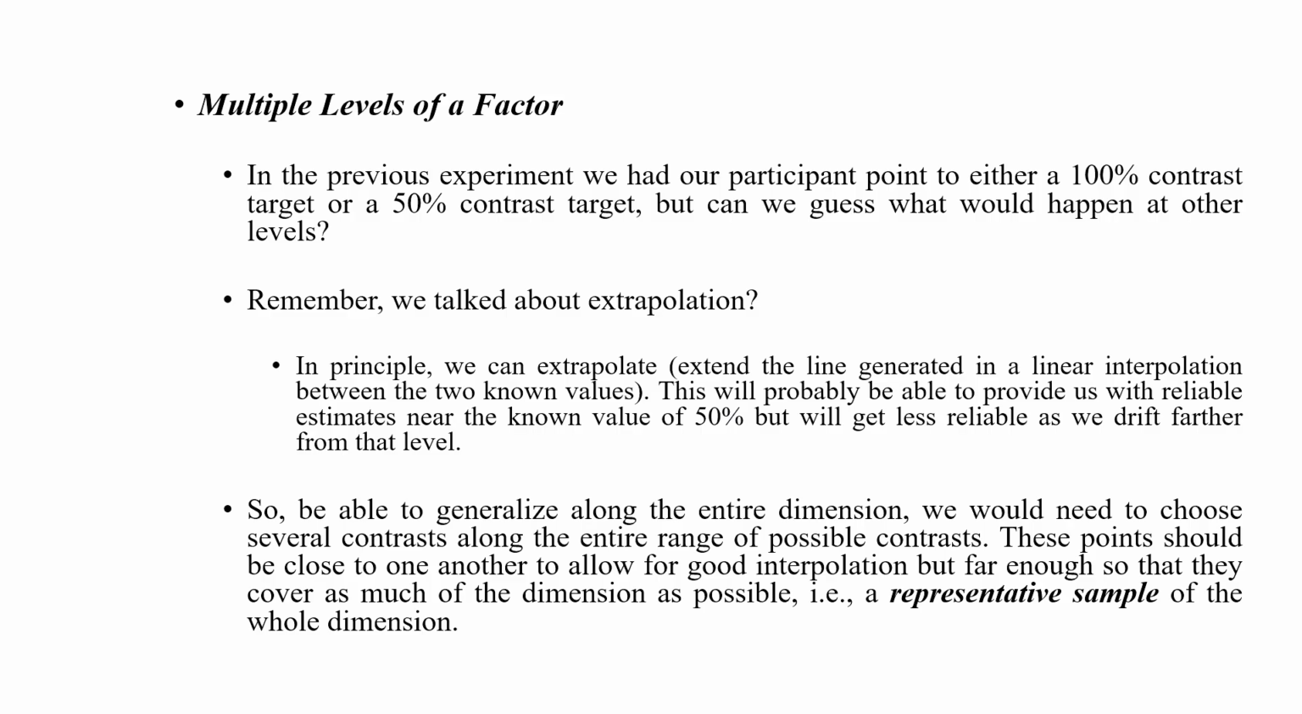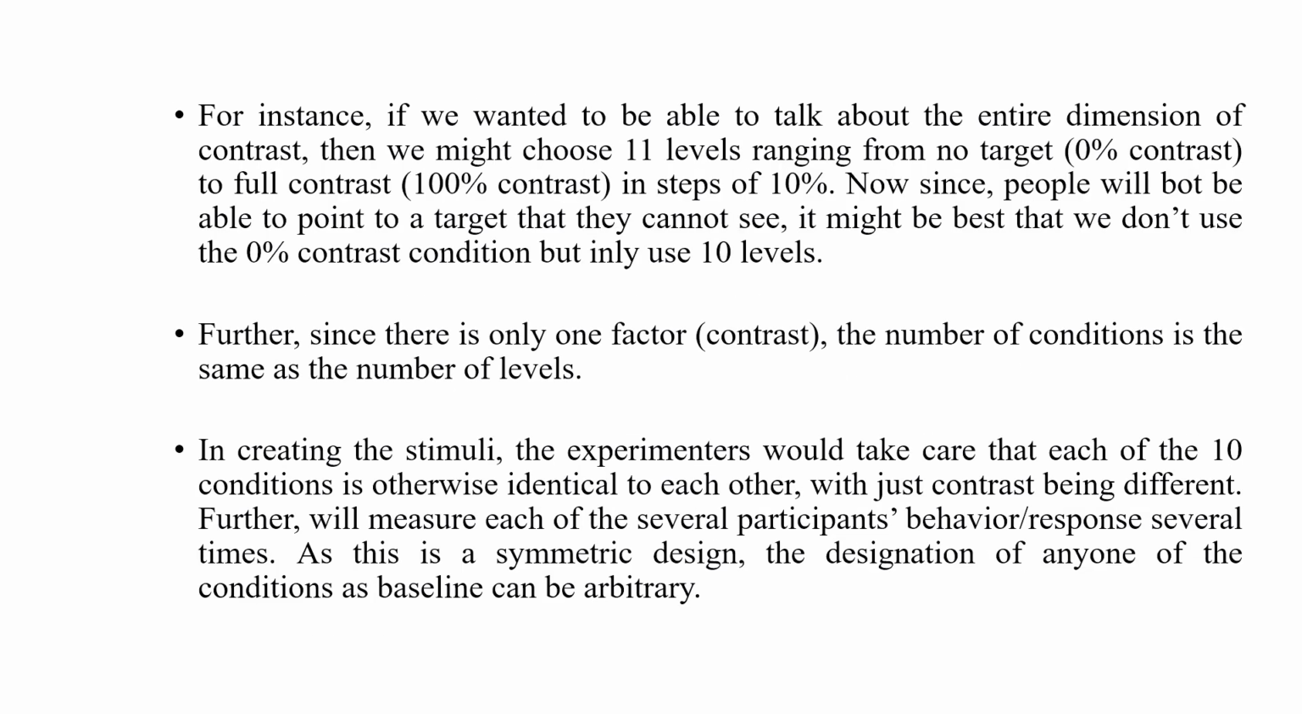So, we will need to choose several contrasts along this entire range of possible contrasts, and these points should be close to one another, so that we can allow for good interpolation, but also far enough apart that they give you the overall nature of the function also. So, how do we do that kind of sampling or hedging at the level of factors?